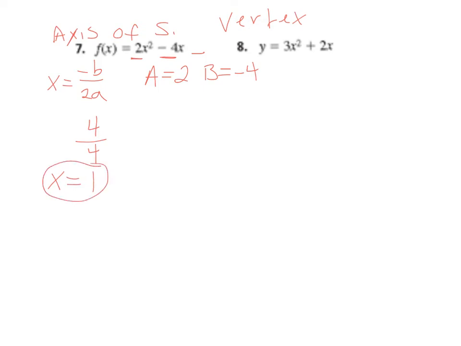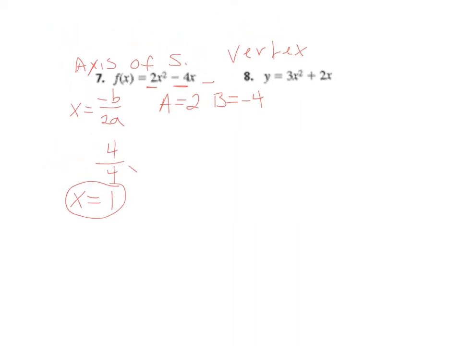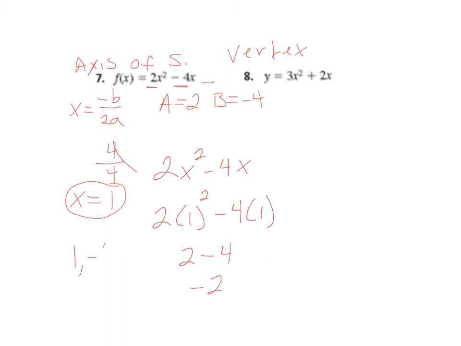Now, to find what our vertex is, we're going to plug it back in. So we've got 2x squared minus 4x. So 2 times 1 squared minus 4 times 1. 1 squared is 1. 1 times 2 is just 2. Minus 4 times 1, which is 4. 2 take away 4 is -2. So the vertex is 1, -2. And that is the vertex.